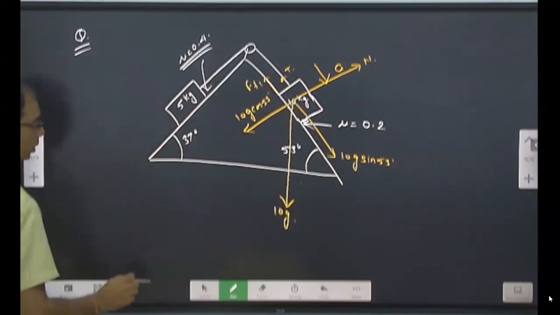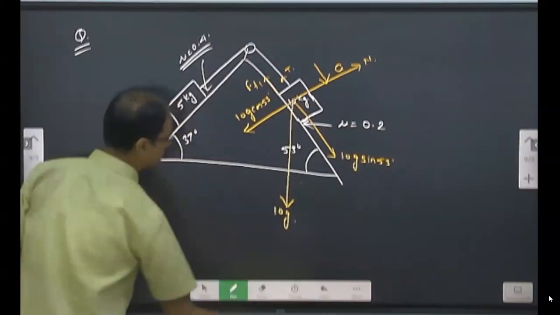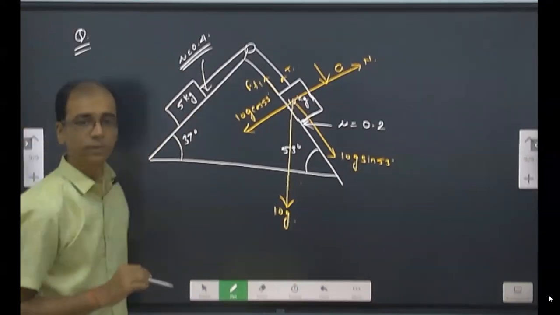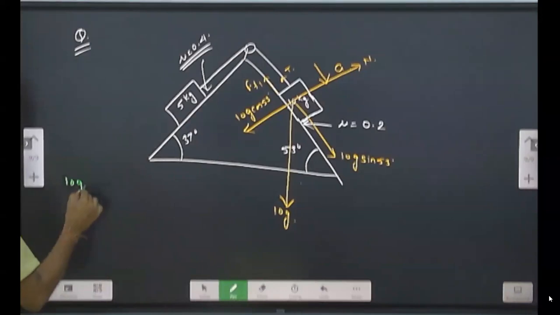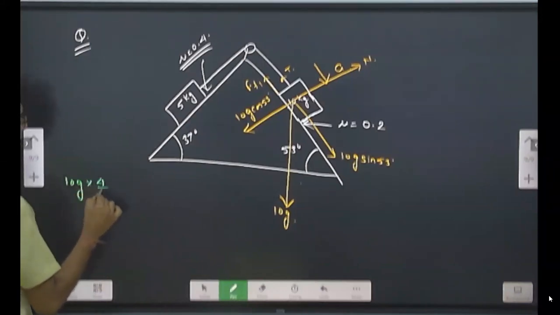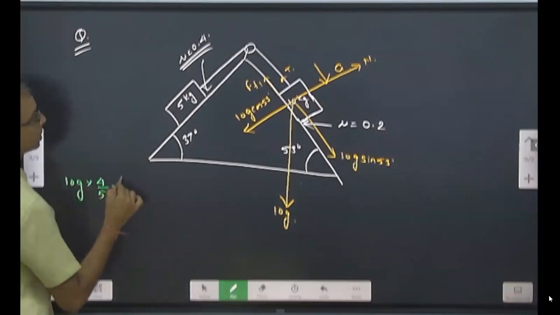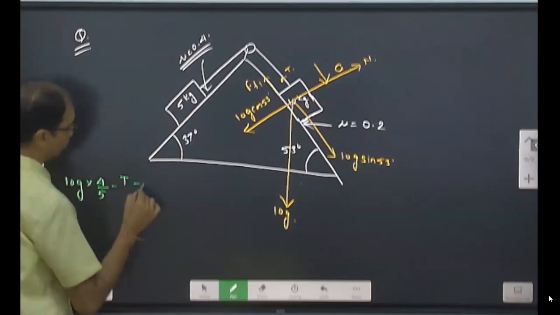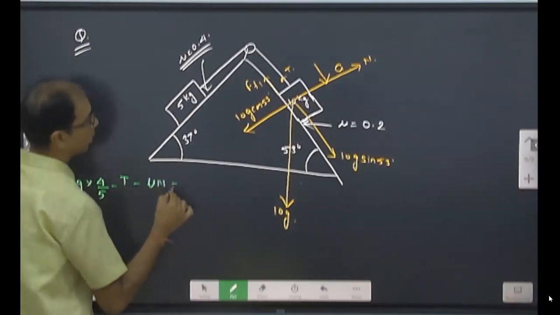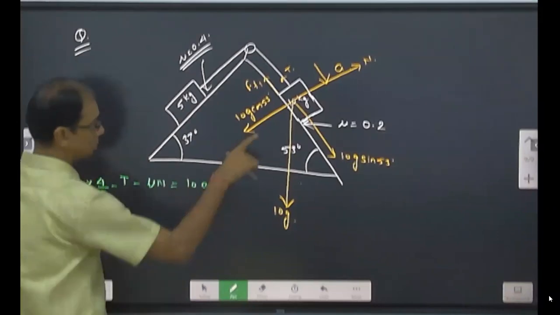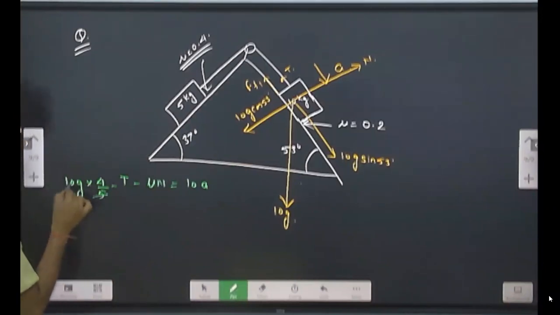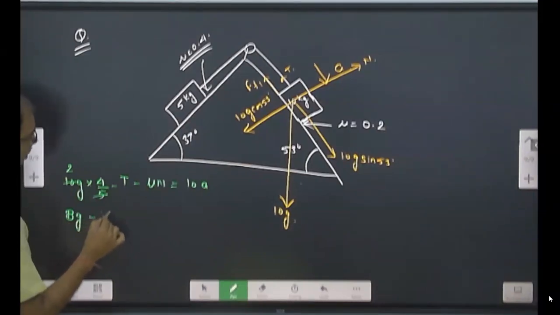So let's write the equation over here. The equation is 10g sin 53. Sin 53 value is 4 by 5; if you want, you can keep it, so I'm keeping it over here as sin 53. 10g sin 53 minus T minus the force of friction. Which force of friction? Mu N. So I'm writing, at the moment, mu N equal to 10a. This is the equation. Put in whatever we know: 10 sin 53 is 8g. So 8g minus T minus friction.